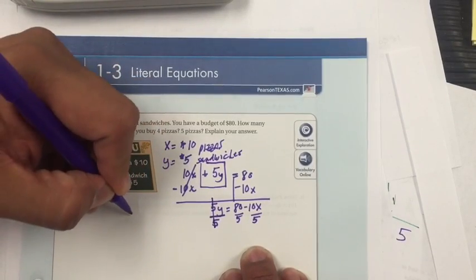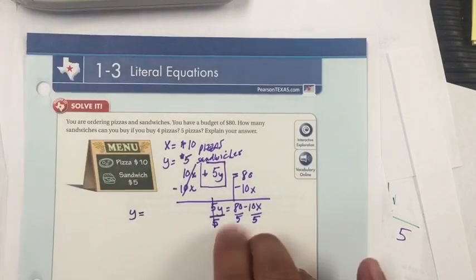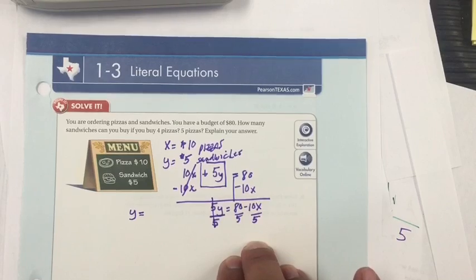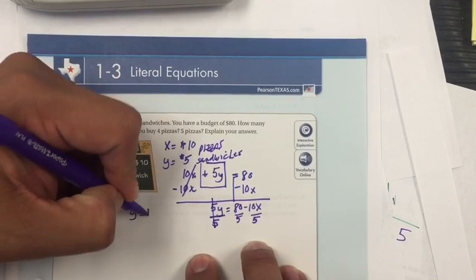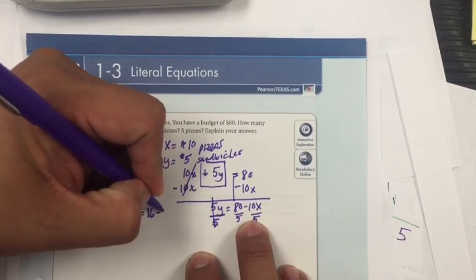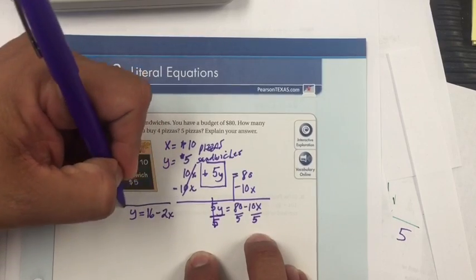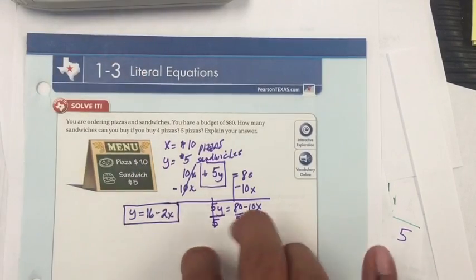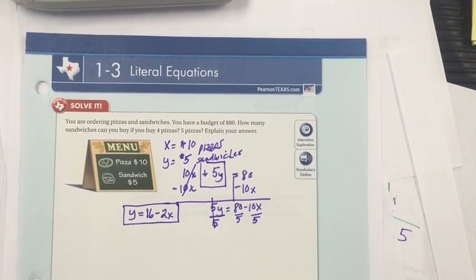And now I have y equals, what's 80 divided by 5? I might need my calculator. It is 16. What's 10 divided by 5? 2. So then we have minus 2x. And we have our new sandwich formula: y = 16 - 2x. We can figure out how many sandwiches we can buy if we know how many pizzas we're buying.